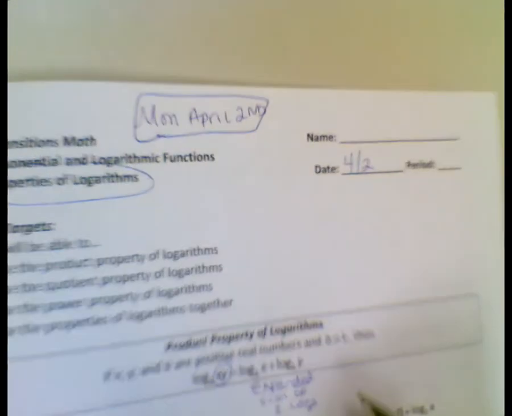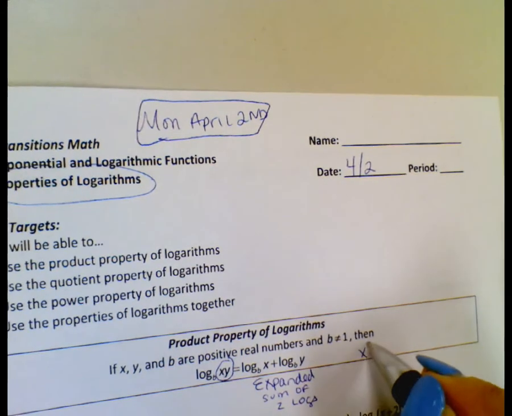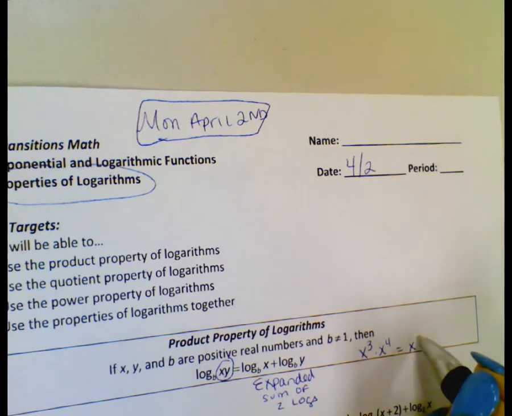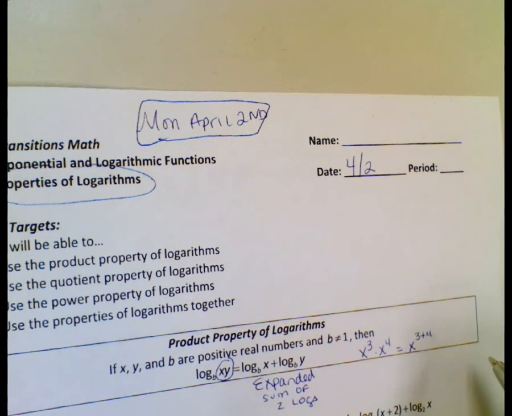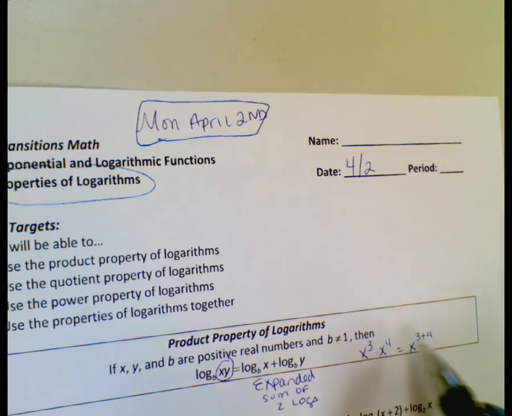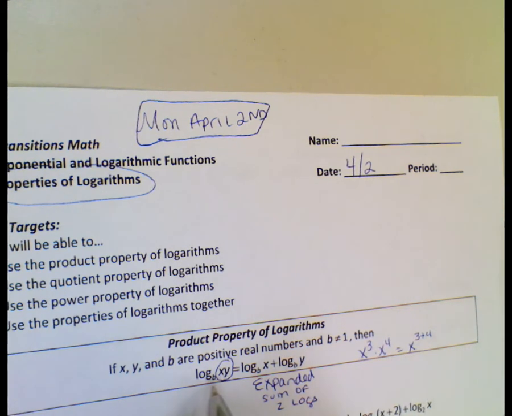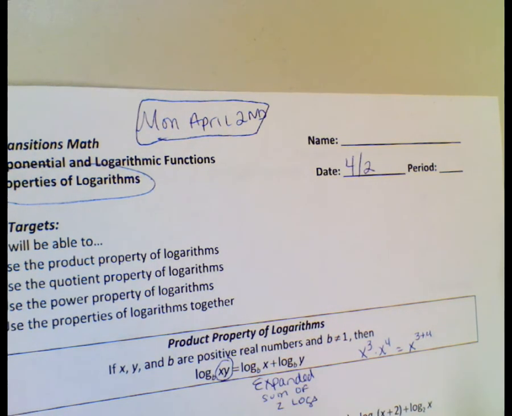The reason this works is back to exponents. When you have something like x cubed times x to the fourth, and I tell you to multiply these, you remember how we used to just add the exponents? That's what we're doing here, because logarithms are just exponents. So it has to do with our exponent rules. When you're multiplying with the same base, you really just add the exponents. So that's what we're doing, just in a slightly different form.